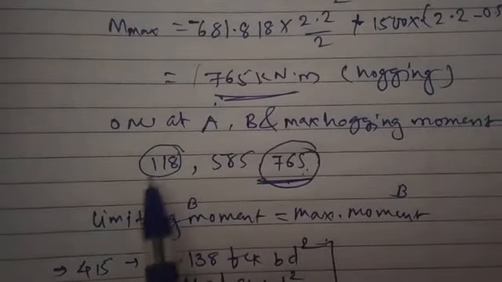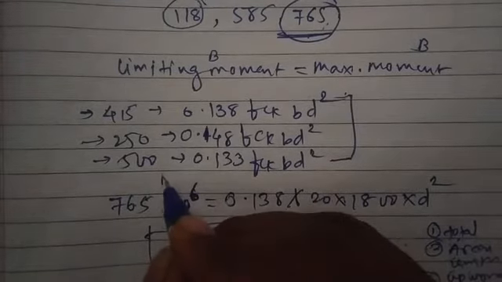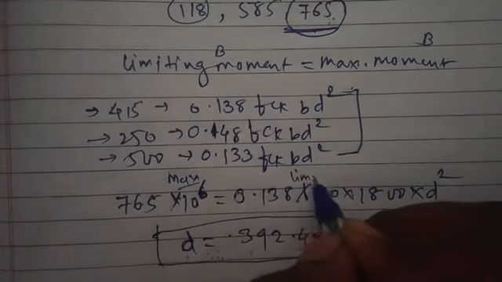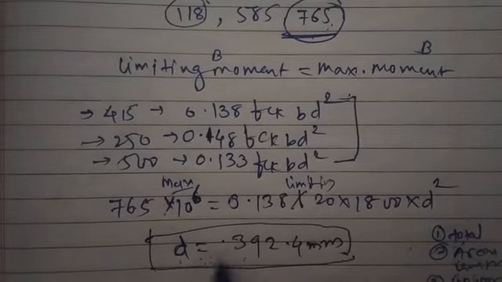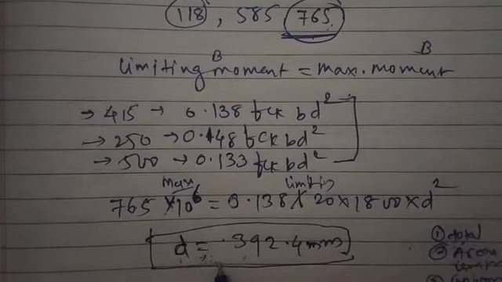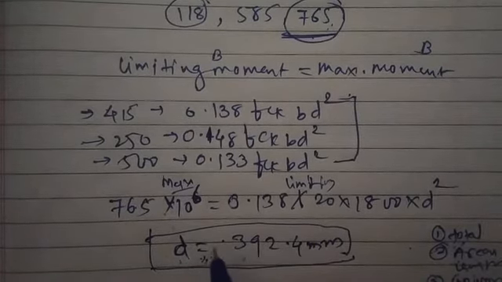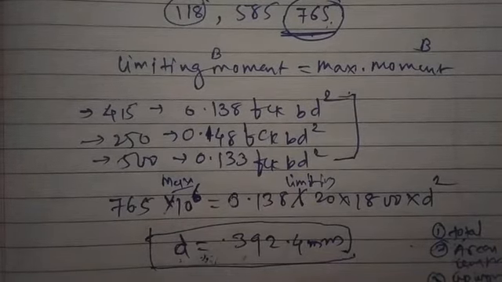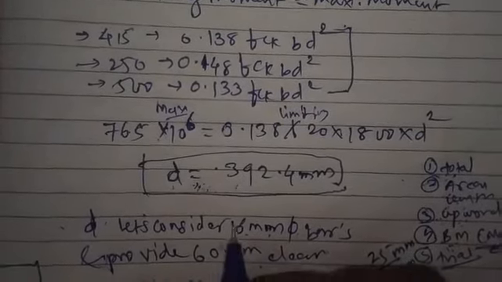After that we have equated the maximum bending moment, which was in hogging, with limiting moment. So this is the formula for limiting bending moment, and from this we have calculated the effective depth. This is trial depth of course, because we need to check this depth for various criteria like shear, one-way shear, two-way shear. So now in this video we'll move towards the next calculation.